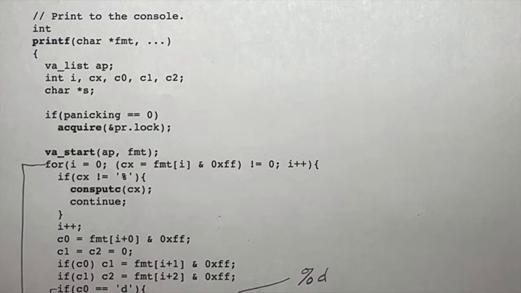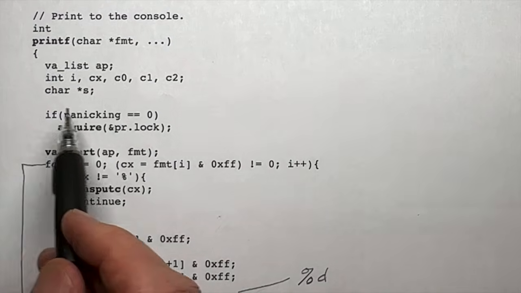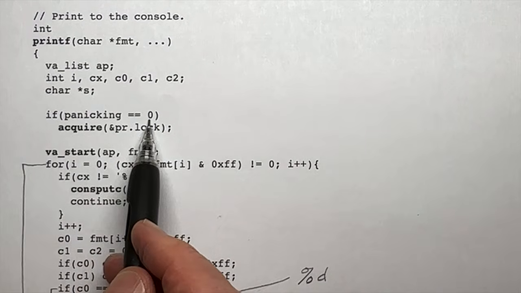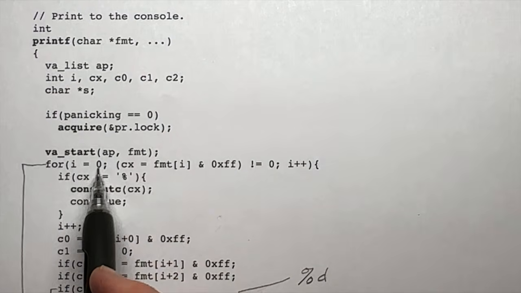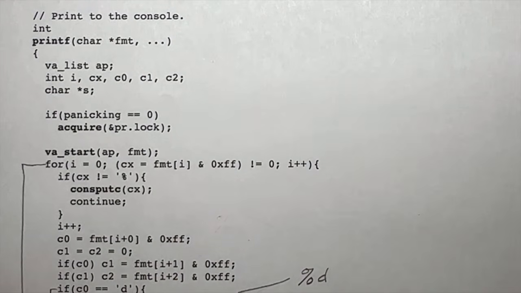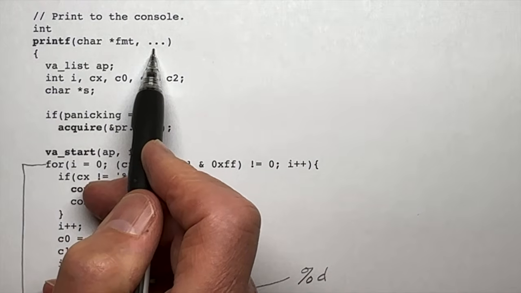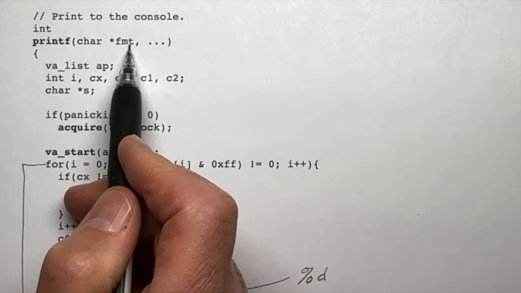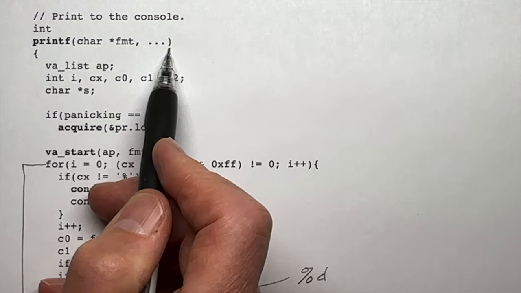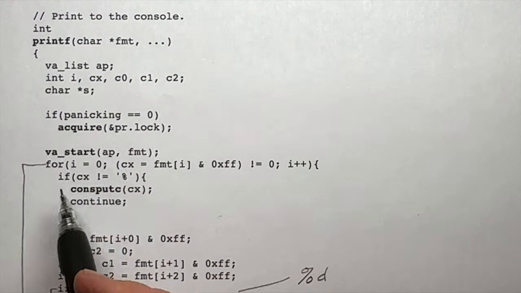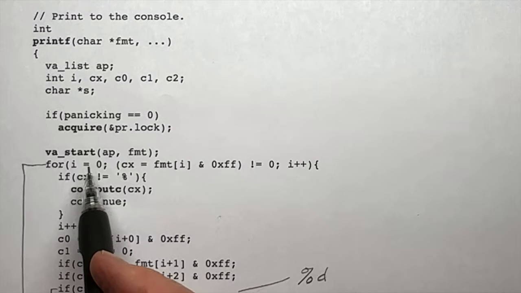If panic has been called, that is, if panicking is true, then we avoid waiting to get the lock and just start printing. As you know, printf takes a variable number of arguments. The first is the format string here, and the ... is how you indicate to C that there can be 0 or more arguments after that.